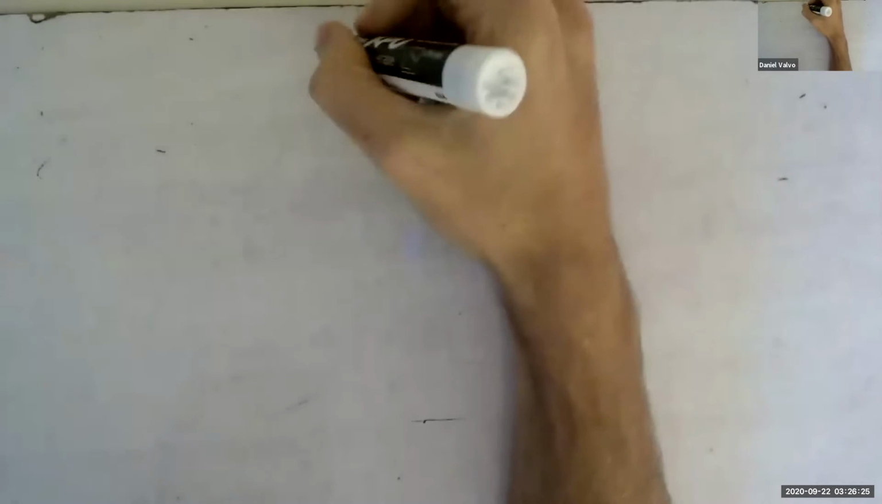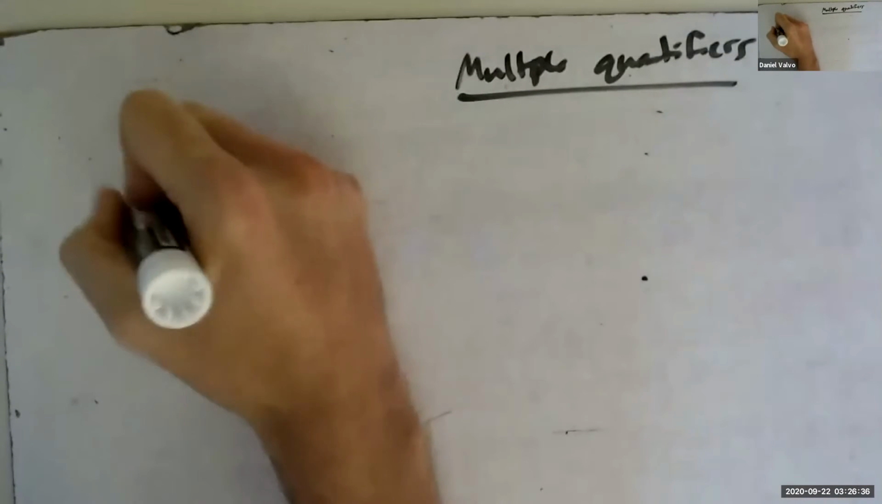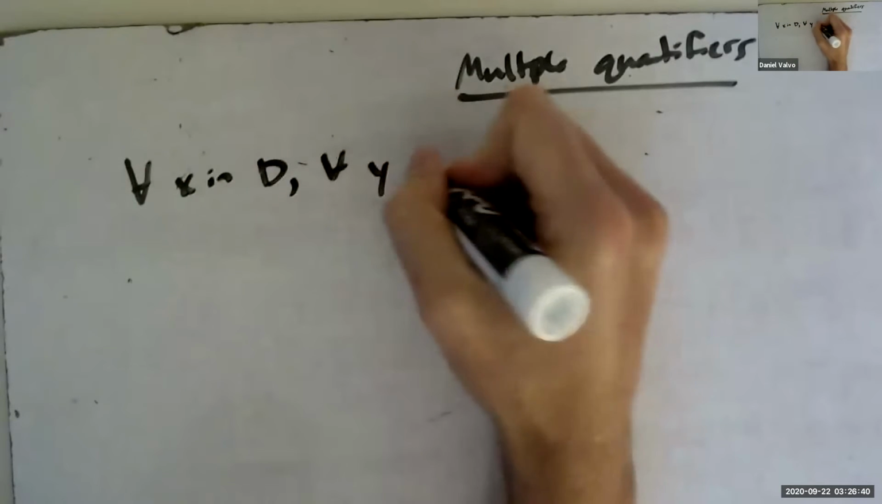So we still have multiple quantifiers. Let's look at a double for all statement. So if you had, like, for all x in D, and for all y in D, P of x, y.